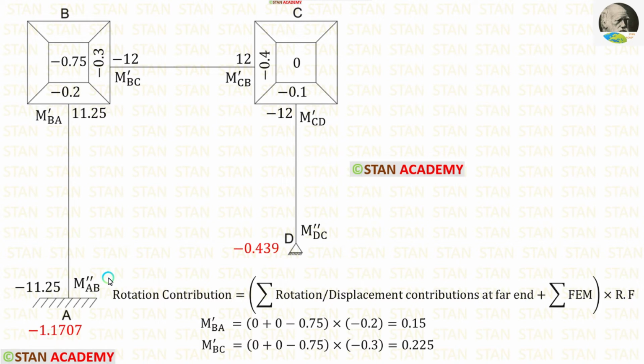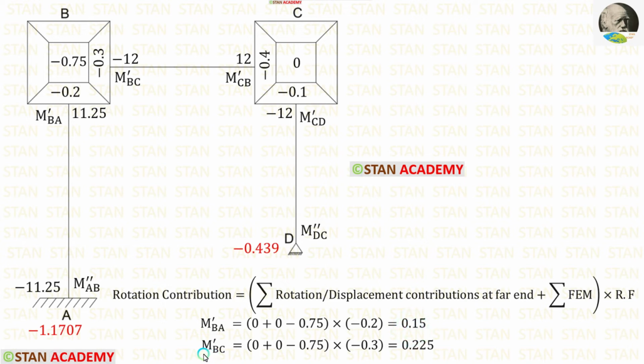Initially, in the point A, M'AB will be 0. Also, in the point C, initially, M'CB will be 0. So, for the summation of rotation or displacement contributions at far end, we have 0 plus 0. The summation of fixed end movement is minus 0.75. The rotation factor for BA is minus 0.2. Finally, for M'BA, we are getting 0.15.